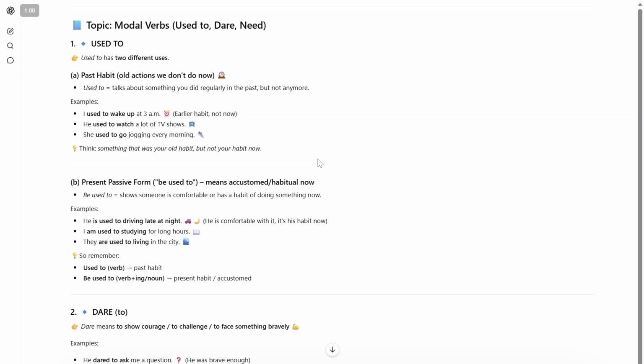B, present passive form, be used to, means accustomed, habitual now. Be used to shows someone is comfortable or has a habit of doing something now. Examples: he is used to driving late at night. He is comfortable with it. It's his habit now. I am used to studying for long hours. They are used to living in the city. So remember, used to plus verb, past habit. Be used to plus verb-ing or noun, present habit, accustomed.